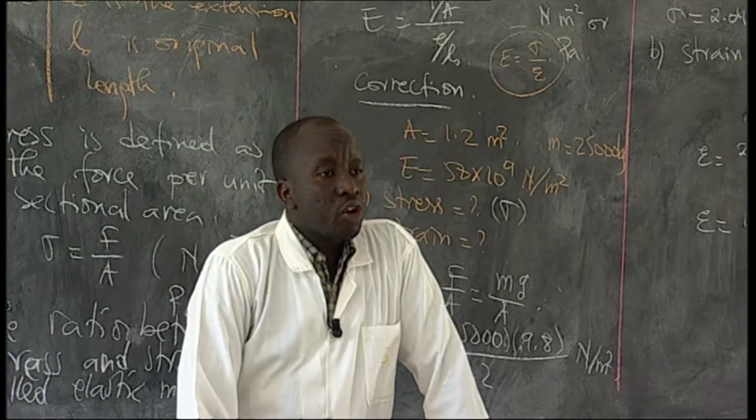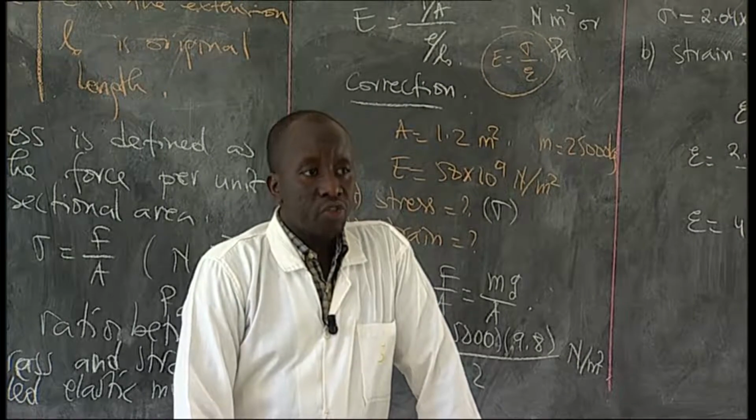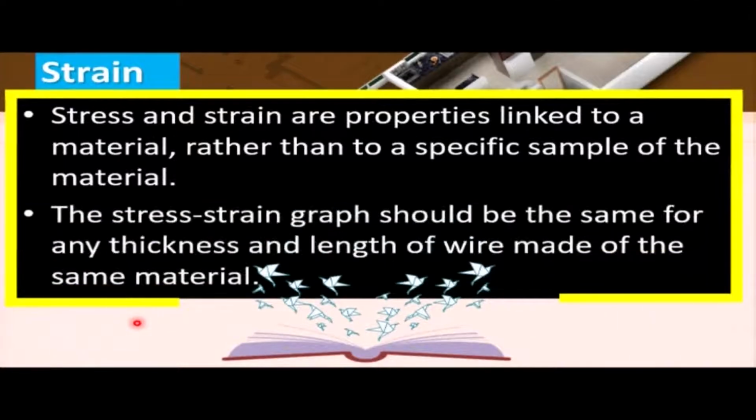Students, let's talk about now what we are saying as a real strain. Stress and strain are properties linked to a material rather than to a specific sample of the material. So it means that they are properties linked to the material rather than to a specific sample of the material. And the graph that we are having below here should be the same for any thickness and length of wire made of the same material. So it doesn't change for that material.